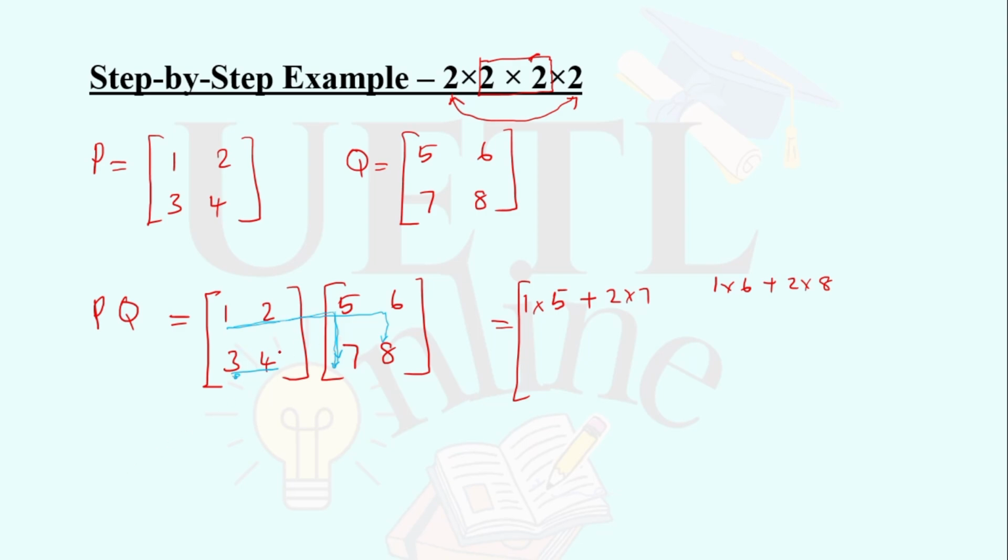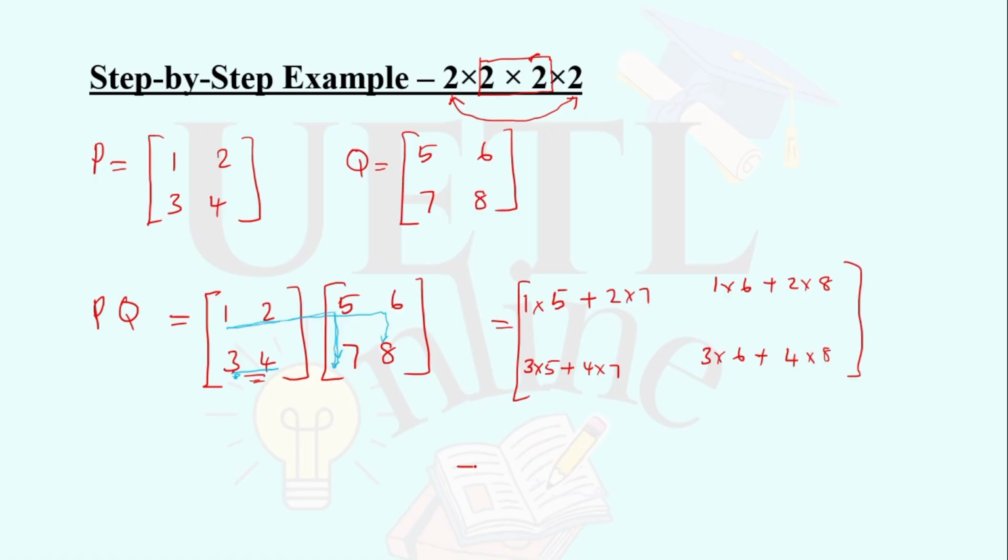Okay, now what we're going to do is we're going to say 3 multiplied by 5, and now we're going to say plus 4 multiplied by 7. And next we're going to say 3 multiplied by 6. Okay, we have this row again and this last column. 3 multiplied by 6. Okay, and we're going to say plus 4 multiplied by 8. Okay, so this is how we multiply.